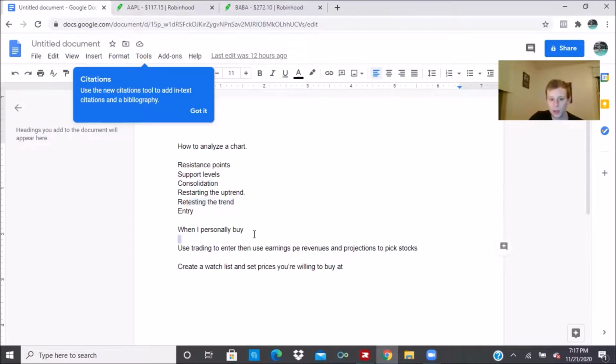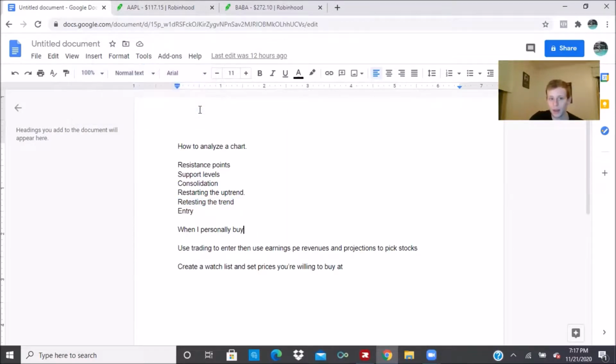Now, I personally only buy companies that I am very interested in owning long term as well. Because now let me explain this to you. If I, for instance, am looking at trading a company long term, I'm looking at buying a company long term.